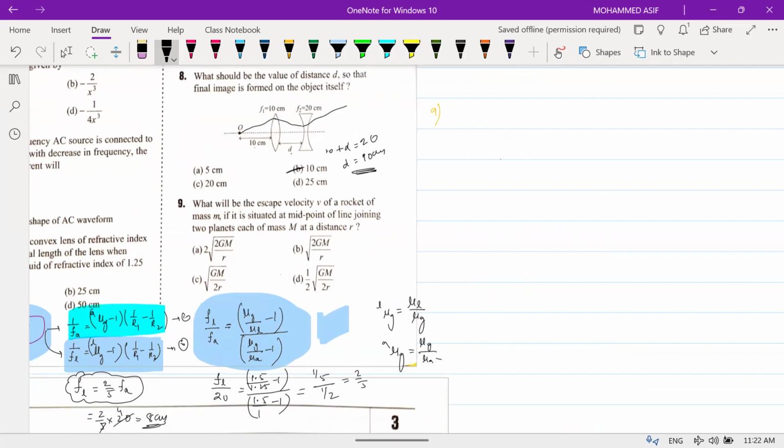So the total energy of the rocket initially will be half m v squared minus the potential energy because of the two objects. So it will be 2 G capital M small m divided by the distance between them, which is r by 2. And final energy is anyhow 0. From the law of conservation of energy, total initial energy must be equal to total final energy. So final energy is 0. So half m v squared must be equal to 4 G capital M small m divided by r. Clear?